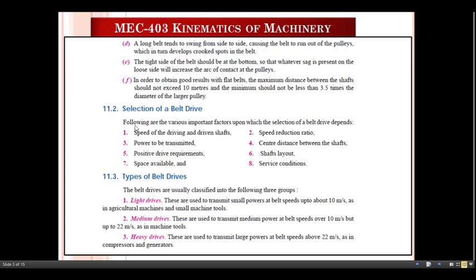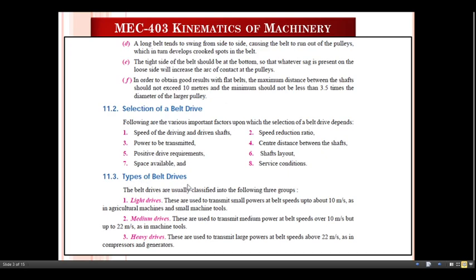Then, selection of the belt drive. Following are the various important factors on which the selection of the belt drive depends. First one, speed of the driving and driven shaft. Second one, speed reduction ratio. Third one, power to be transmitted. Then center distance between the shafts, positive drive requirement, shaft layout, space available, and last one is nothing but the service conditions. On these points, the selection of the belt drive is done.